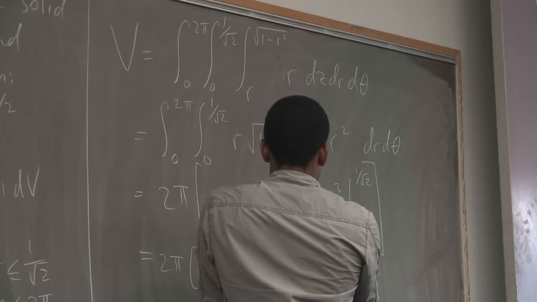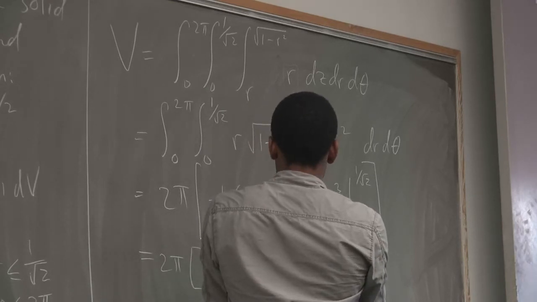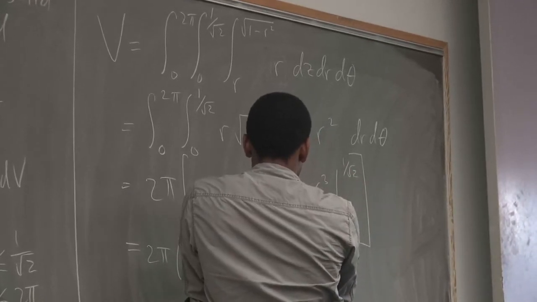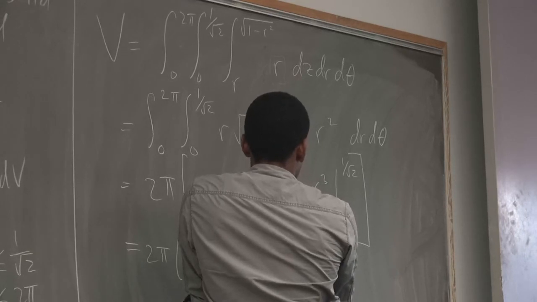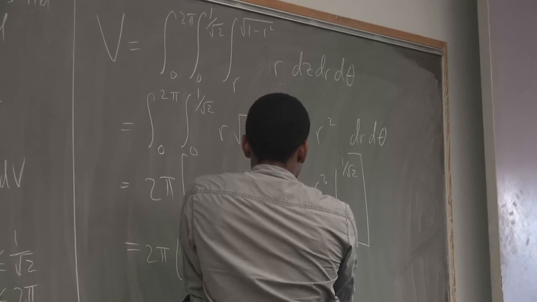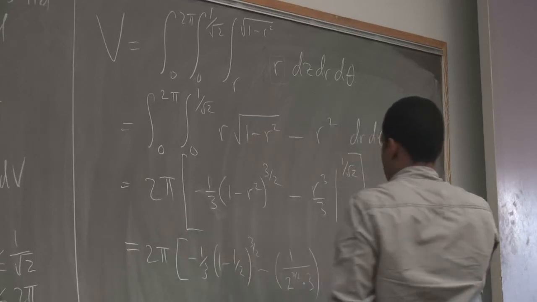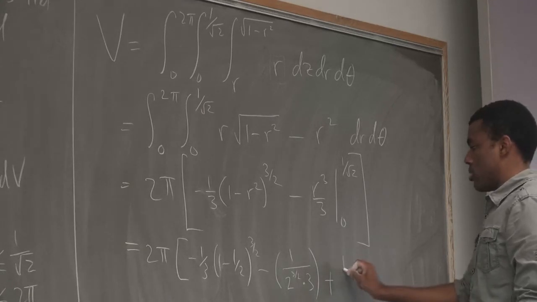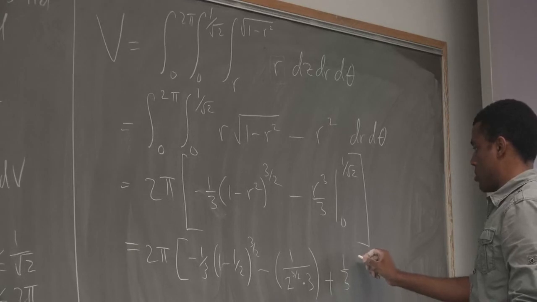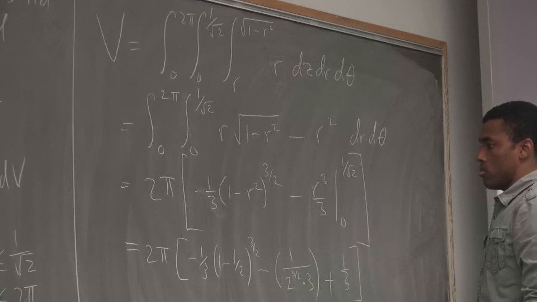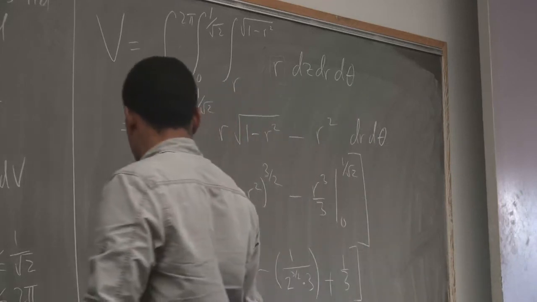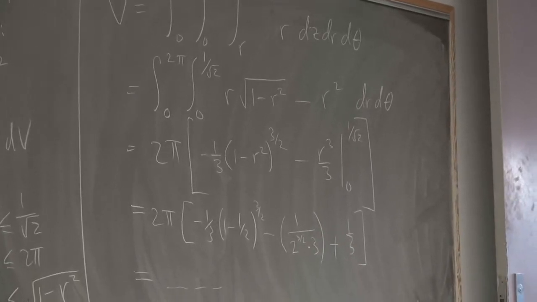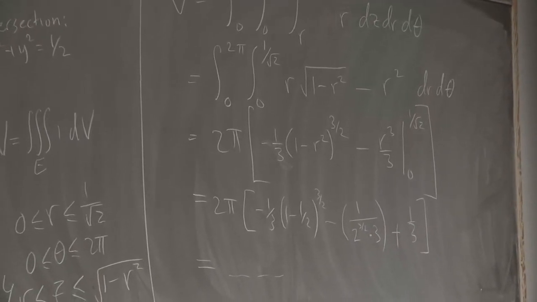minus, that's going to look nasty. Okay. So it's 1 over 2 to the 3 halves times 3, plus a third. Bring in whatever that is. Simplify.